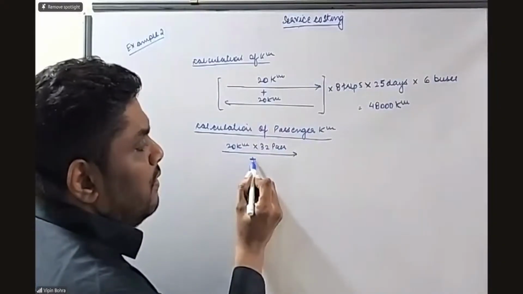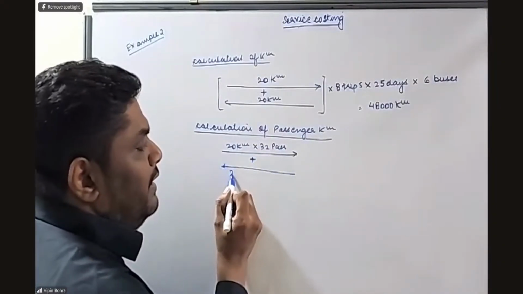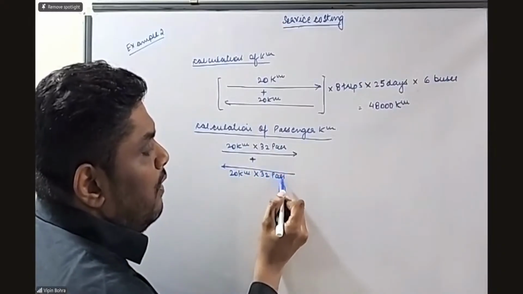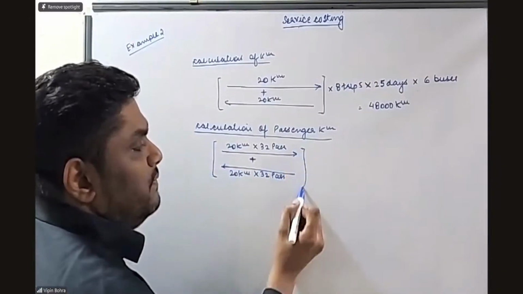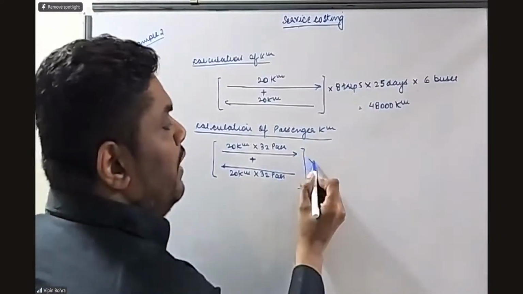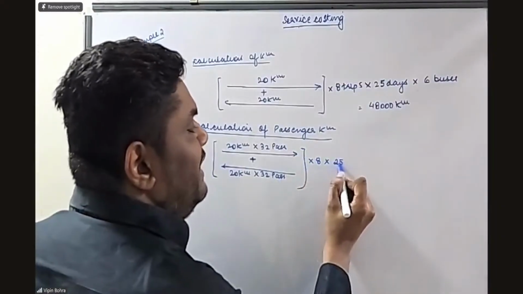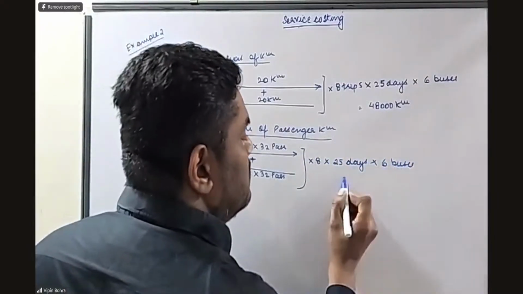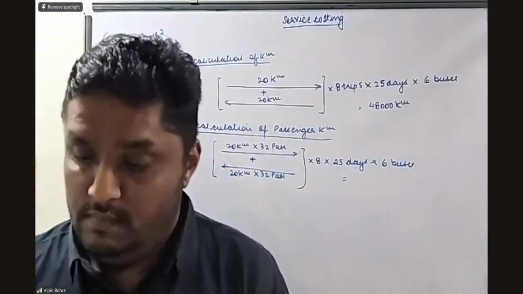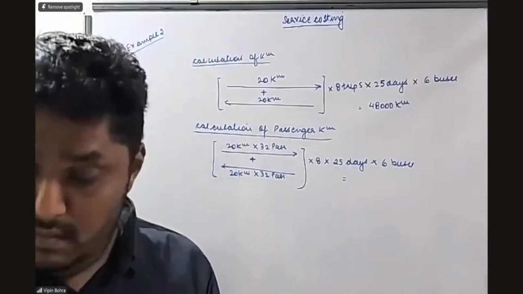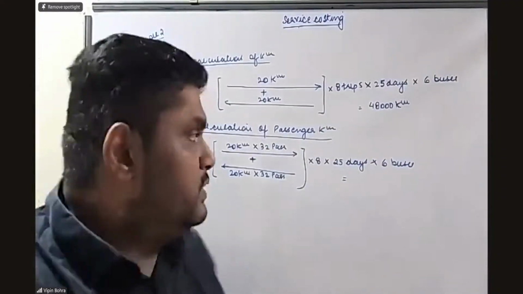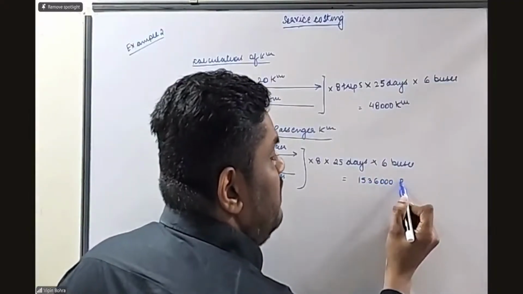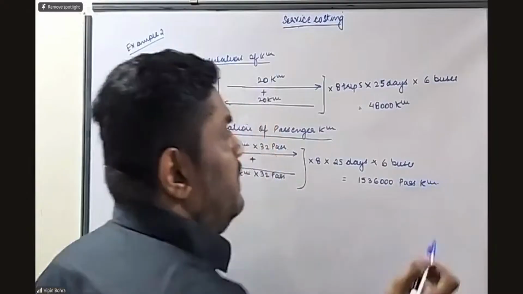Plus, the return journey is also for 20 kilometers with 32 passengers. Into 8 trips in a day, into 25 days in a month, into the number of buses are 6. So we'll be getting 15 lakh 36,000 passenger kilometers.